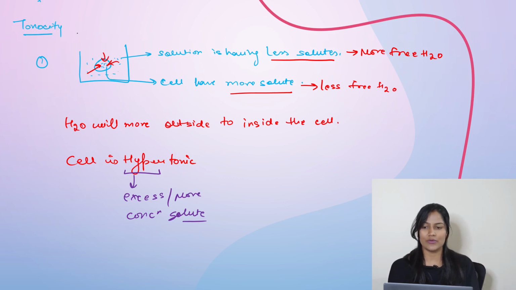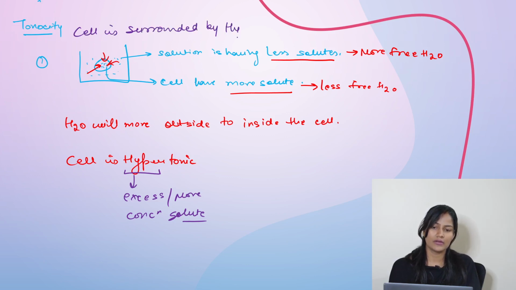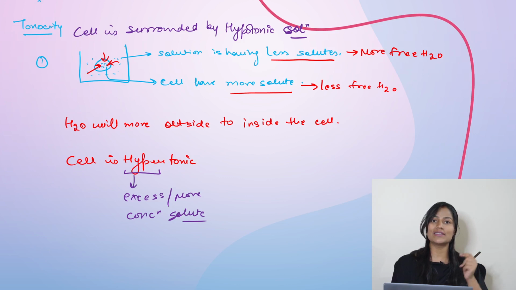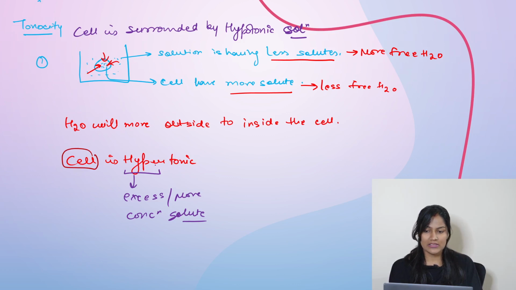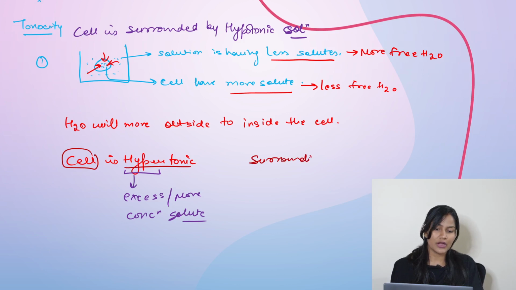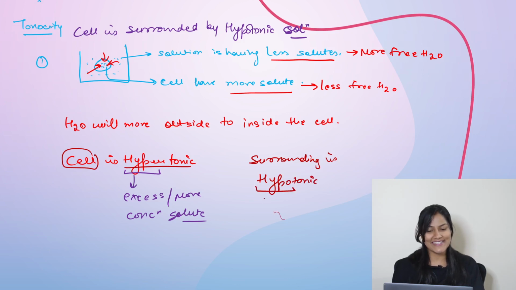So if the cell is surrounded, this is the first condition where the cell is surrounded by hypotonic solution. Now here comes two different words. In the same condition, I am using two different words so that you guys are clear about how to understand or interpret your question. In this case, I am calling the cell hypertonic. Another word is surrounding. Surrounding is hypotonic.